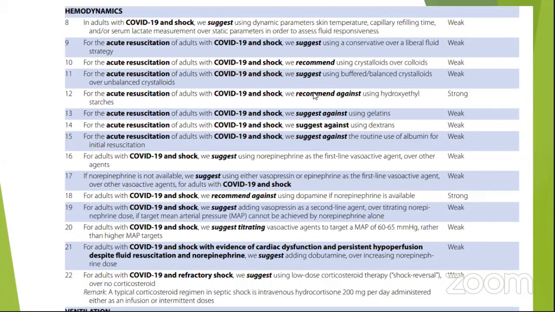So if we give fluid resuscitation and the patient requires a vasopressor, which type of vasopressor is the initial or first line of vasoactive agents? Number 1, we need norepinephrine. Norepinephrine is the first line. What is the second line? The second line we can add vasopressin.